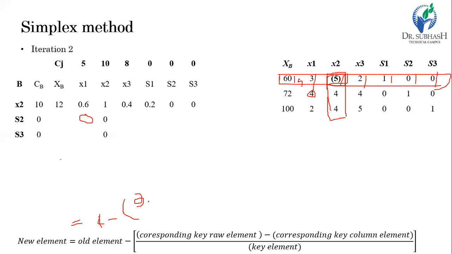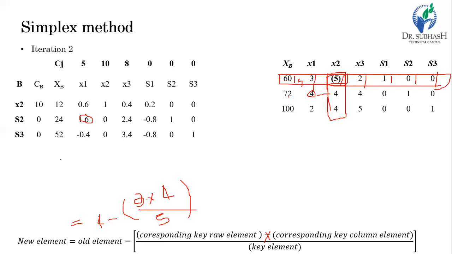sorry, it is not negative here, but it is multiplication. It is a mistake. So 3 multiplied by the corresponding key column element. For the 4, if you walk through the key column, we get the value 4. So 3 times 4 divided by the key element, which is 5 here. So this is the value of the new element at this position. So it is 4 minus 3 times 4, say 12 by 5. So it is ultimately 20 minus 12 by 5, so it is ultimately 8 by 5. And in this way, we get the value of this element as 1.6, which is 8 by 5.